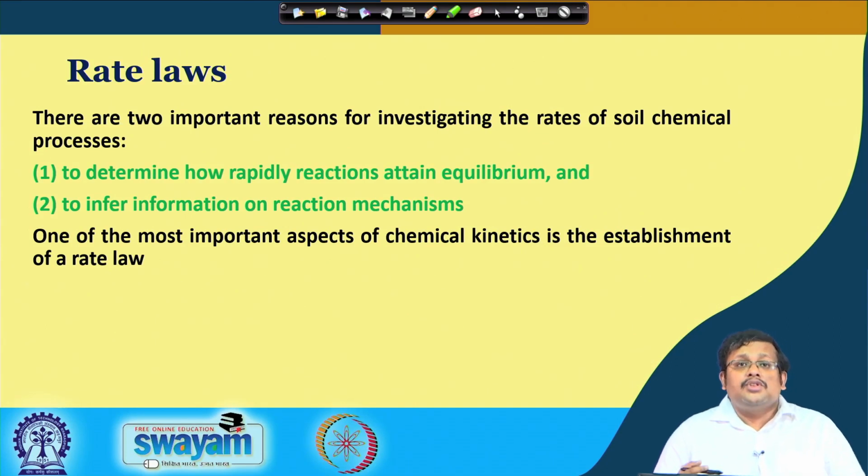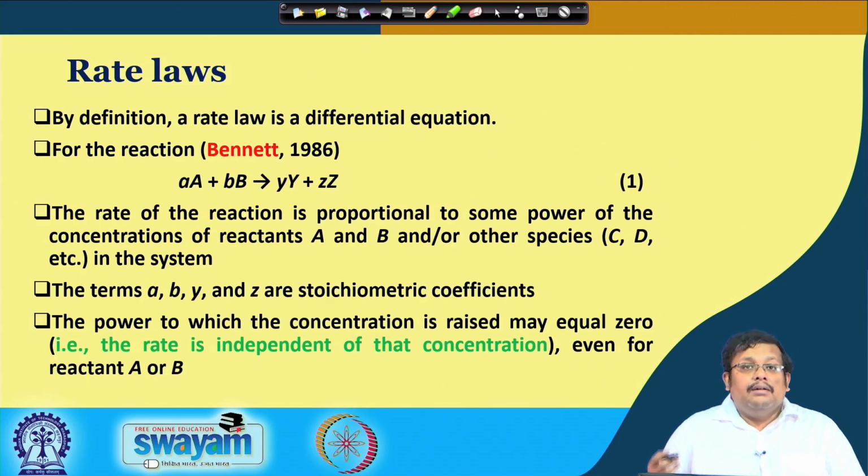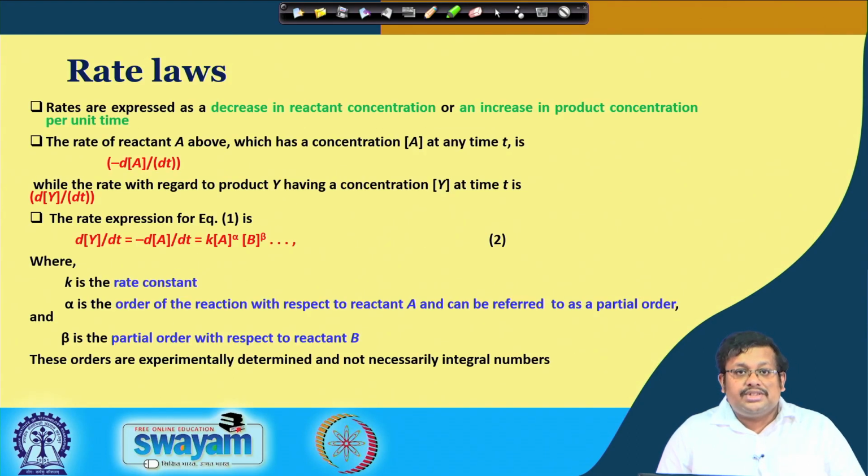So, we also talked about the rate laws and the implication of the rate laws. Now, remember that rate laws help us to determine how rapidly a reaction attains equilibrium, and secondly it helps us to infer information on the reaction mechanisms. Different types of rate laws, I have shown you these elementary reactions, and here a, b, y and z are stoichiometric coefficients, and then we have defined different types of constants based on that.